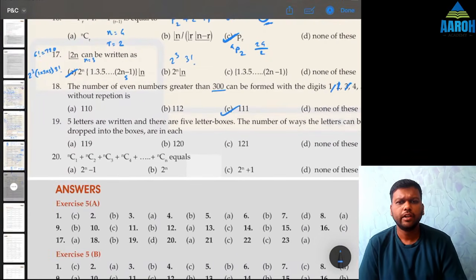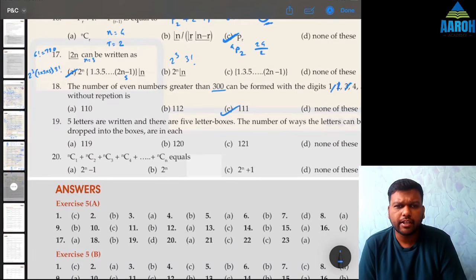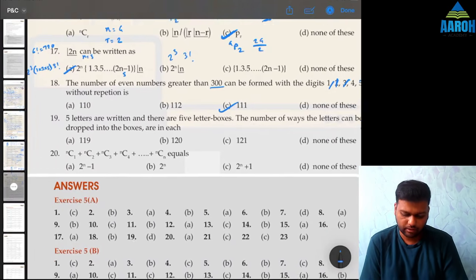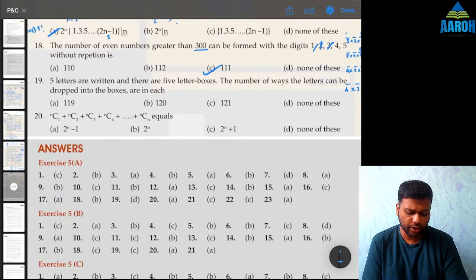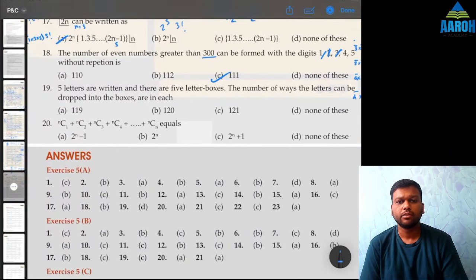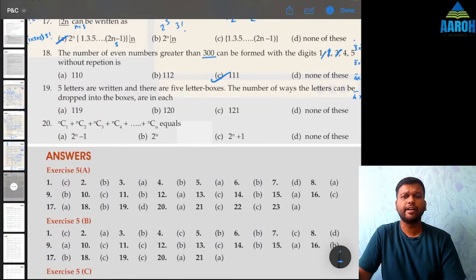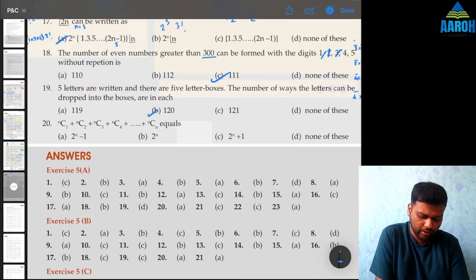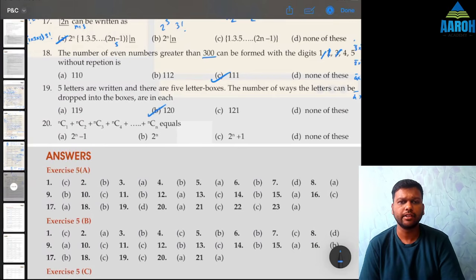Next. 19. 5 letters are written and there are 5 letter boxes. The number of ways the letters can be dropped into boxes, one in each. So maybe they want to say one letter in one box, right? So 5 letters. So you just have to arrange letters over boxes. So 5 factorial, 120 will be the correct answer here.